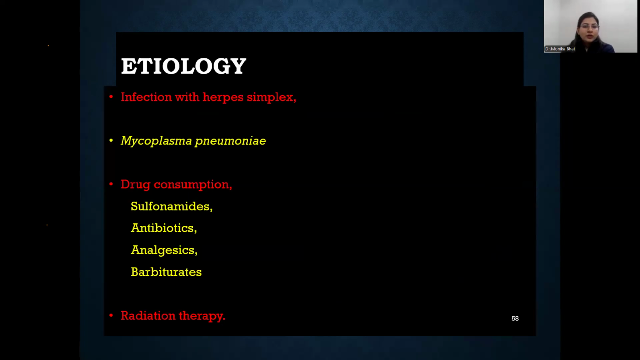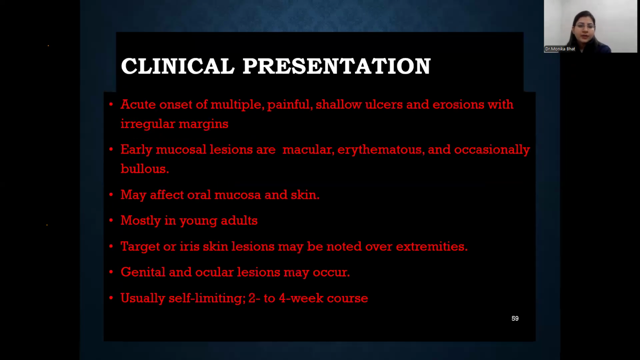Then the etiology: infection with herpes simplex, Mycoplasma pneumoniae, and drug consumption like sulfonamides. So we need to take the history of the patient to rule in the disease, that is erythema multiforme, asking whether the patient has undergone medication treatments like sulfonamides, antibiotics, analgesics or barbiturates, or has undergone any radiation therapy. The etiology is important for a definite diagnosis.